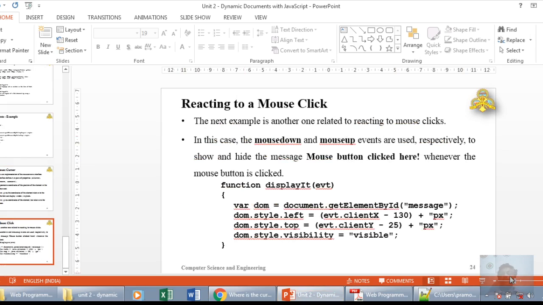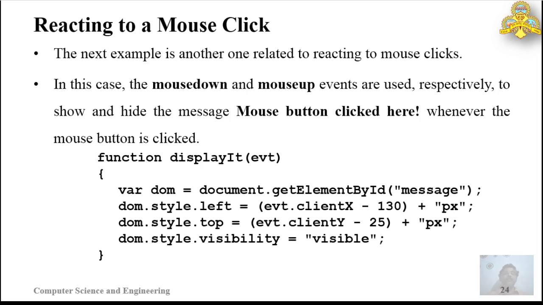Next one is reacting to mouse click. It's a very interesting one. In this example, I am using the mouse down and mouse up events. When the mouse is down, one message is shown, that is mouse button clicked, and for that I will utilize mouse down and mouse up. For the mouse down, I will call the display event from the browser window. That means I am not specifying any other element here, I will take the entire body of the document.